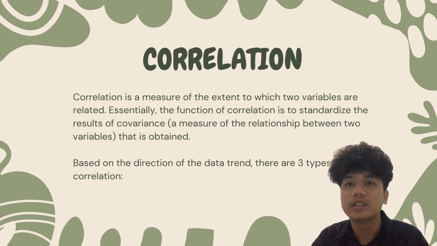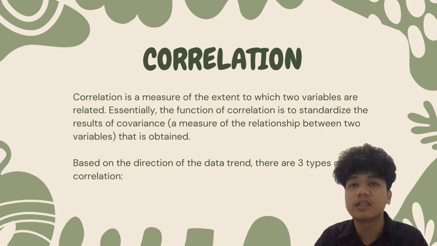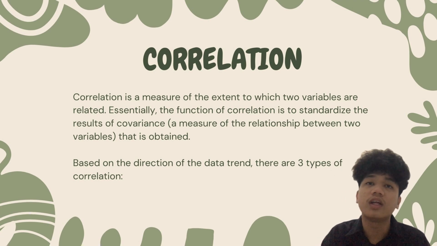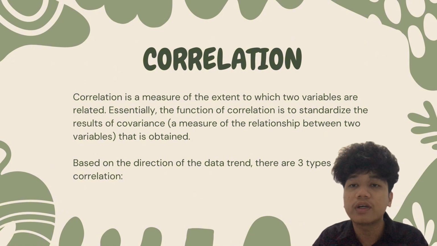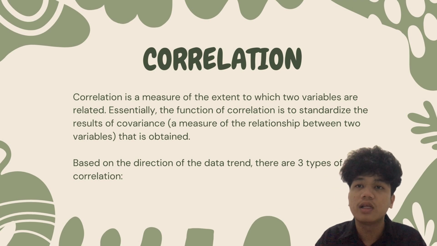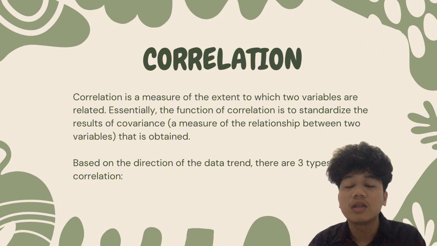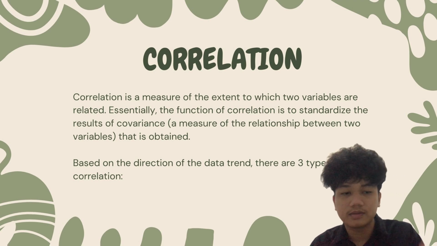And next, what is correlation? Correlation is a measure of the extent to which two variables are related. Essentially, the function of correlation is to standardize the result of covariance, a measure of relationship between two variables that is obtained based on the direction of the data trend. There are three types of correlation.